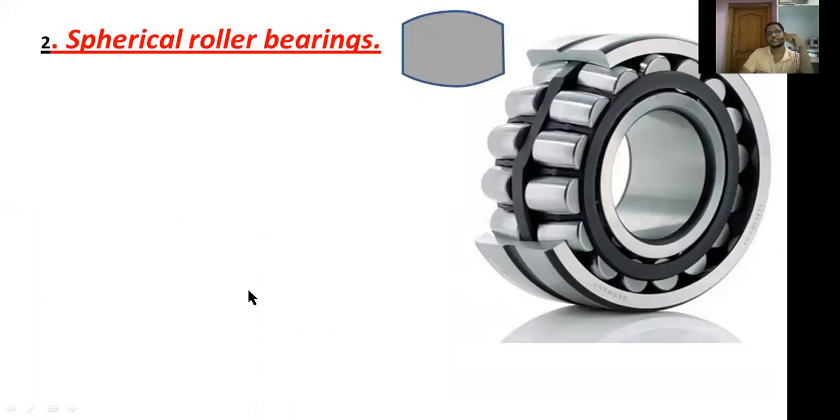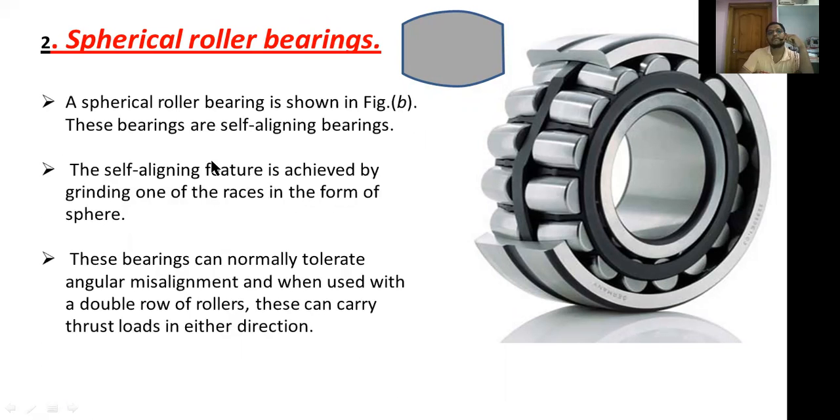Now second one is spherical roller bearings. A spherical roller bearing is shown here. These bearings are self-aligned bearings. These are also called self-aligned roller bearings. Spherical roller bearings are self-aligned roller bearings. The self-aligned feature is achieved by grinding one of the races in the form of a sphere.